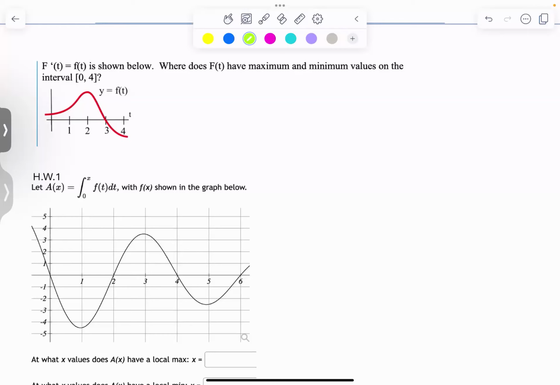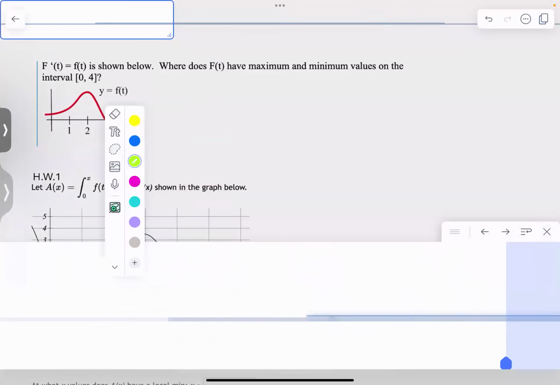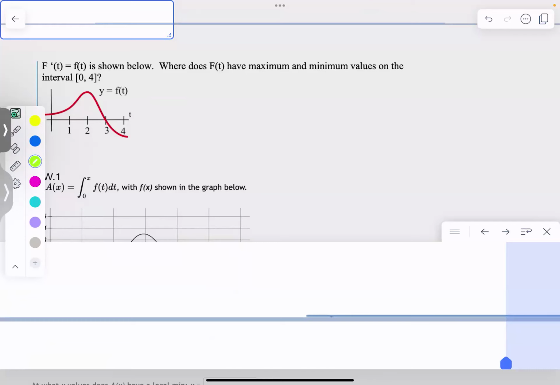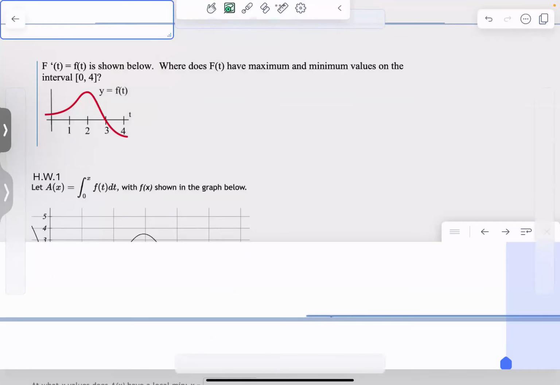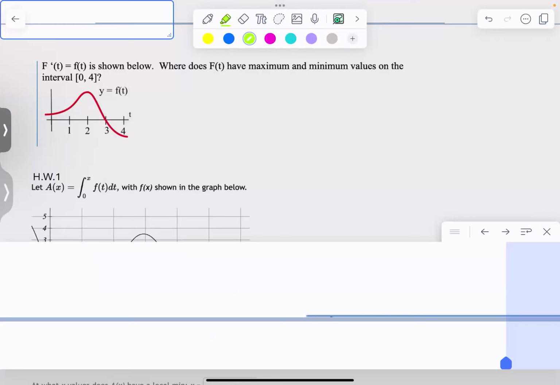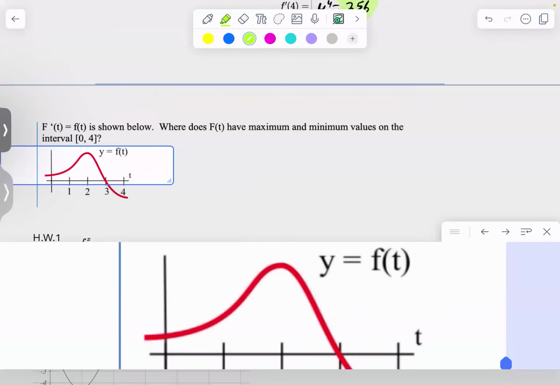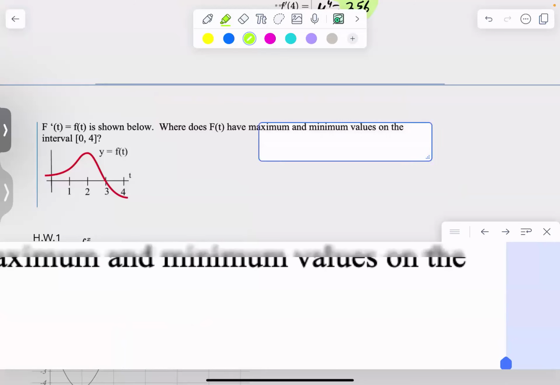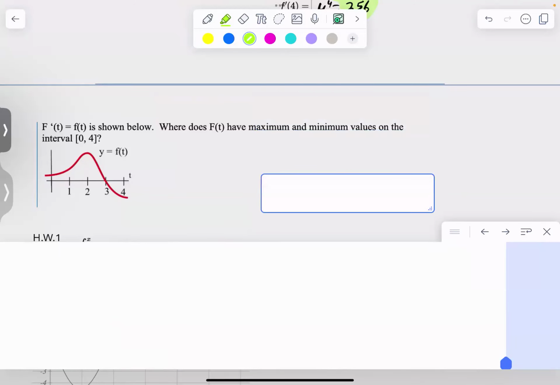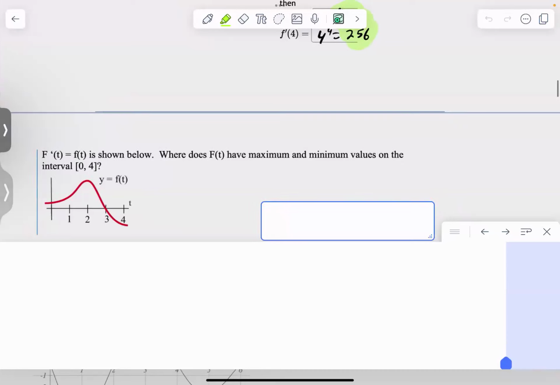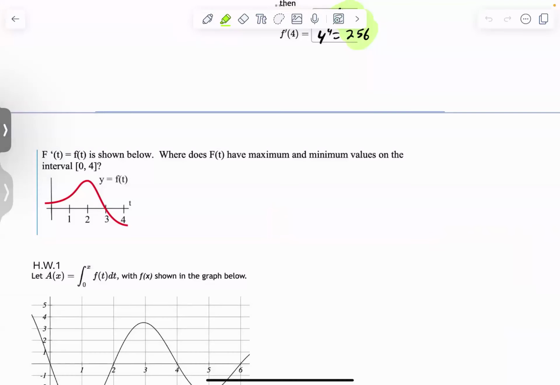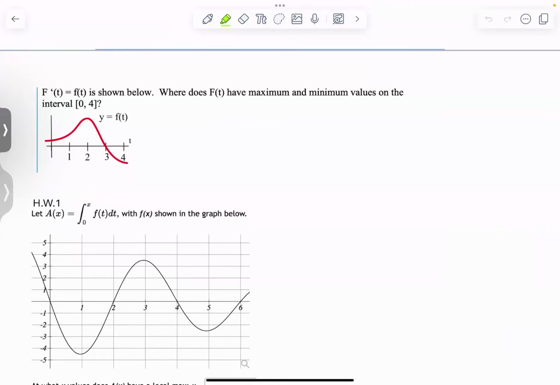Let's see if I can do this. No, that's not what I meant. Stop. Okay, let's see if I can. Nope, I'm not even going to try. Okay. All right. Stop. Oh my God. Okay, let's see if I can do this now.